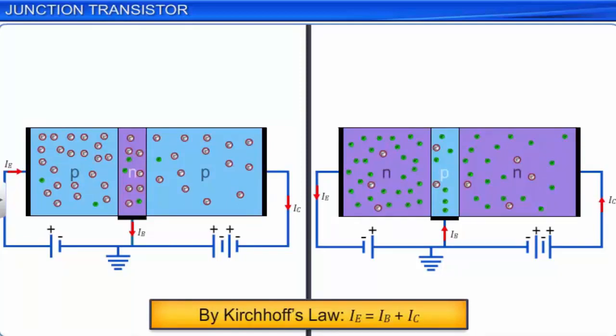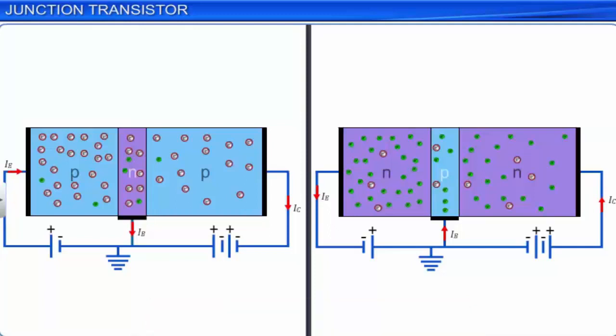The circuits we have discussed so far show transistors in the common base configuration. We will discuss later about different types of configurations and their uses.